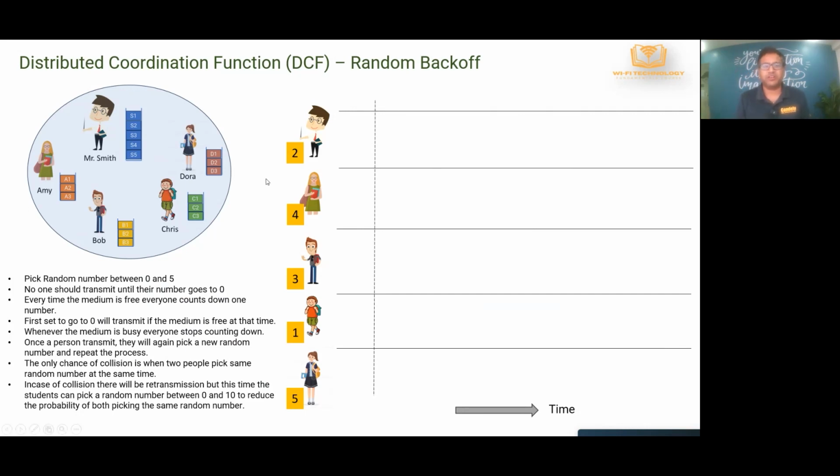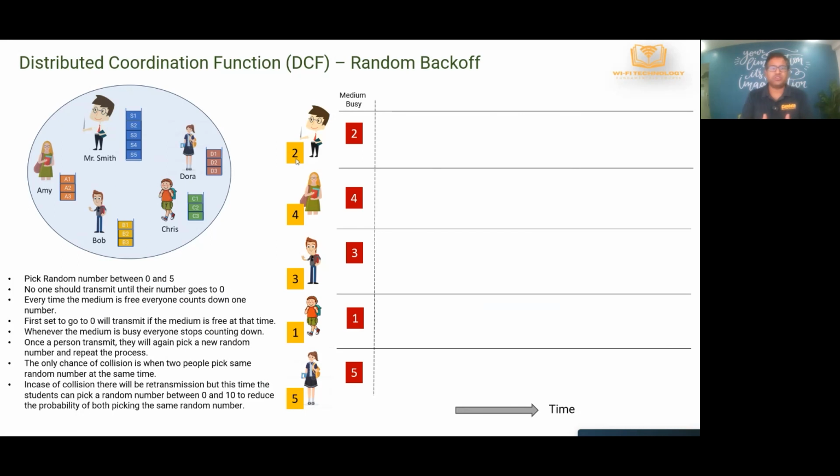Mr. Smith picked number 2, Amy picked 4, Bob picked 3, Chris picked 1, and this is completely random, and Dora picked 5. Okay. So now let's see what happens. Initially the medium is busy. Let's assume they're all trying to sense the medium. Anytime you have information to send, you sense the medium, meaning you check if there is energy on the air. If there is energy on the air, you will not count down. You keep your counter, your backoff counter, because you're backing off from the number you're starting at.